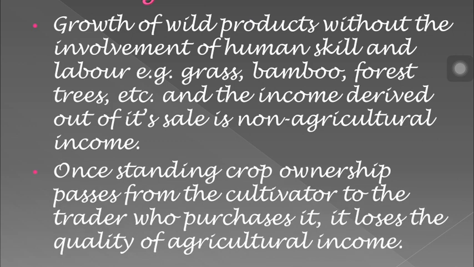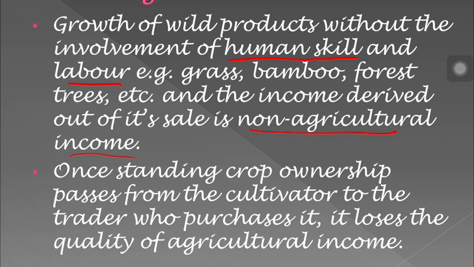Growth of wild products without involvement of human skill. If there are grasses grown without human skill and labor, then it is non-agricultural income. Example, grass, bamboo, forest trees, etc. And income derived out of their sale is non-agricultural income. Now in this case, if you are selling those grass or forestry, still you will be having income, right? But to produce those grass or forestry, human skill was not required. So when you sell it, it will be considered as non-agricultural income.